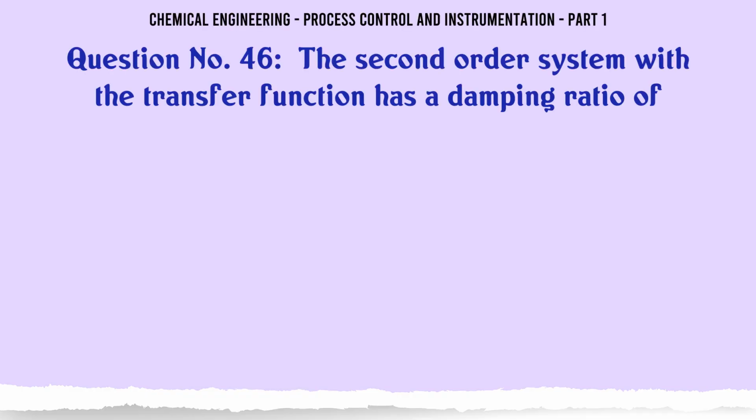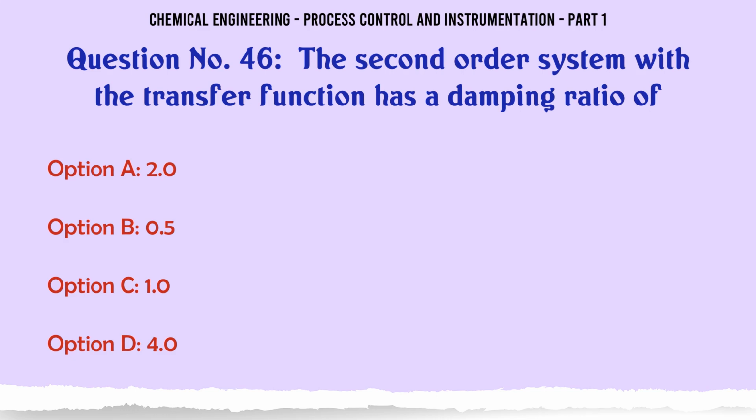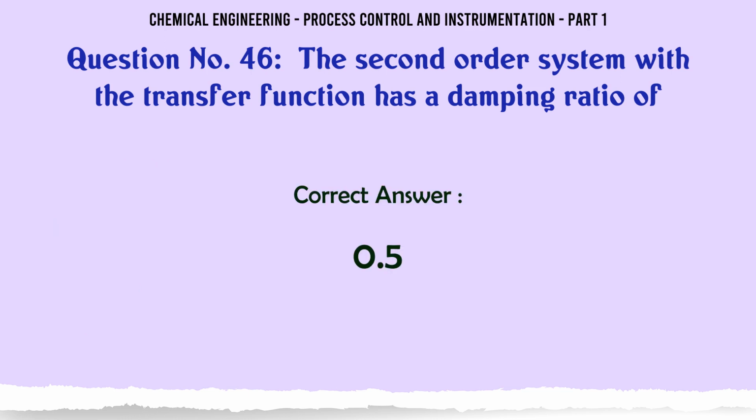The second-order system with the given transfer function has a damping ratio of A. 2.0, B. 0.5, C. 1.0, D. 4.0. The correct answer is 0.5.